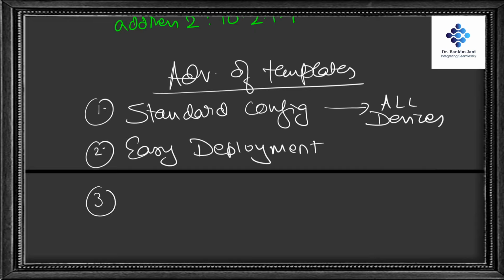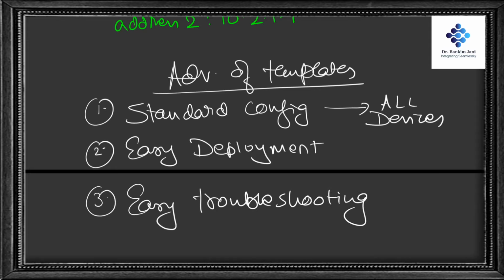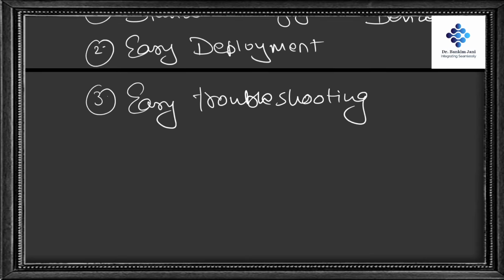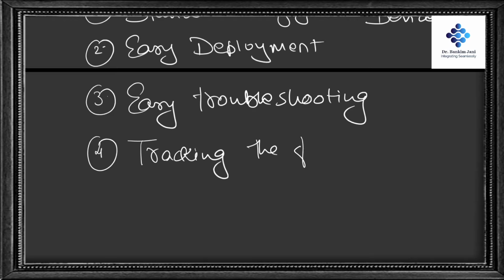And then you are saving those files, so in case any troubleshooting is to be done, that troubleshooting also becomes easier. So troubleshooting is also easy. And the last one is version tracking. So tracking the file version is easy. So we always know in the timeline when these changes were made.